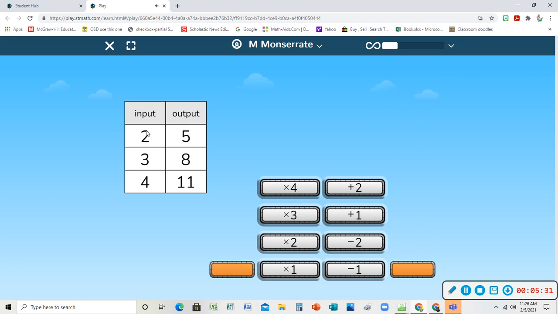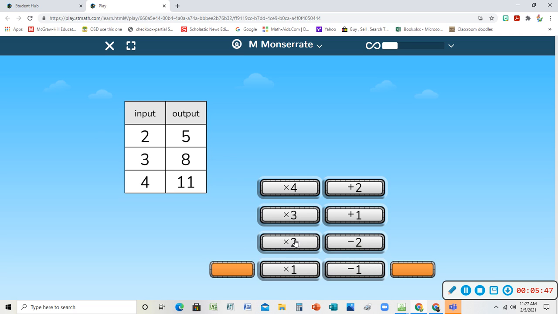All right, so I'm going to do the same thing again. I'll start with times 1. So 2 times 1 would be 2, right? And then I need to add 3. That's not even an option there, so that's not going to work. The times 1 isn't going to work for the first one, so it's not going to be my answer.